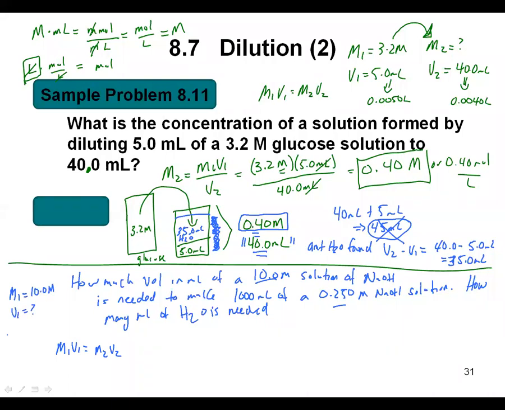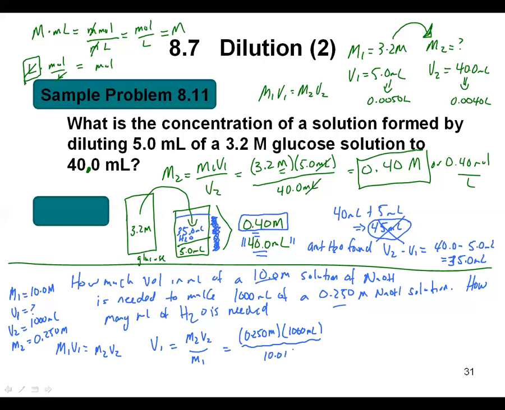We do know that our V2 would be 1,000 milliliters and our M2 would be 0.25 molar. So that allows us to solve for V1, and in this case, V1 would equal M2 V2 divided by M1, and putting that together, that would get us 0.25 molar. Again, here you can convert it to liters if you want, but using this particular formula, you can leave it in milliliters. And here we're dividing by 10 molar.